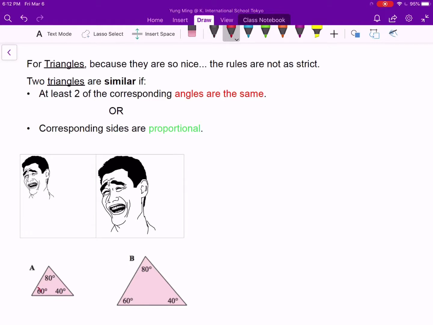Because if you can prove, for example, 60 being the same as 60, and then you have 80 being the same as 80 over here, since we know that the third angle is just 180 minus the other two, you can for sure guarantee that the third one will be exactly the same. The other way to prove similarity is to prove that the corresponding sides are proportional.